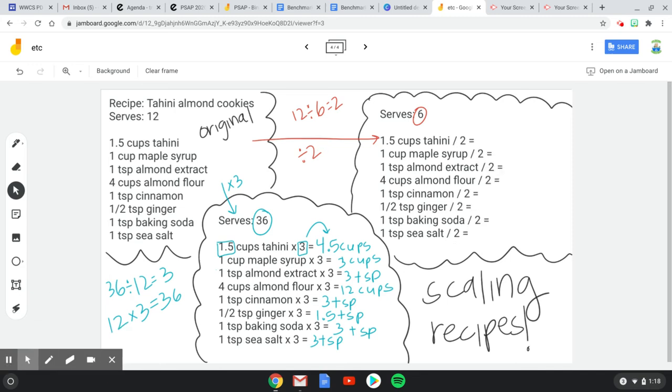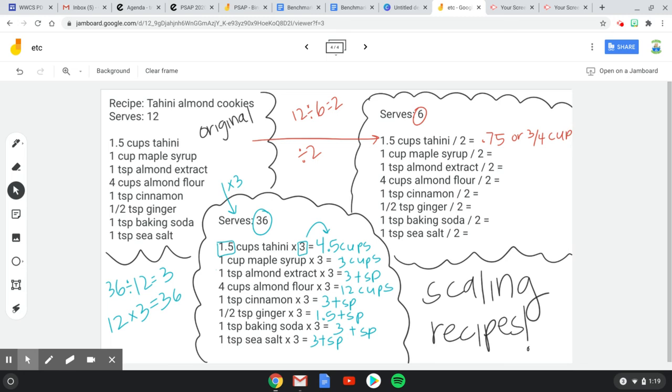Okay, so I put divided by 2 next to each ingredient to remind me to divide everything by 2. Essentially, we're making half a batch of cookies since we're dividing everything by 2. So if I have 1.5 cups of tahini and I divide that by 2, if you put 1.5 divided by 2 in your calculator, you get 0.75 or 3/4 cup. 0.75 and 3/4 are the same.